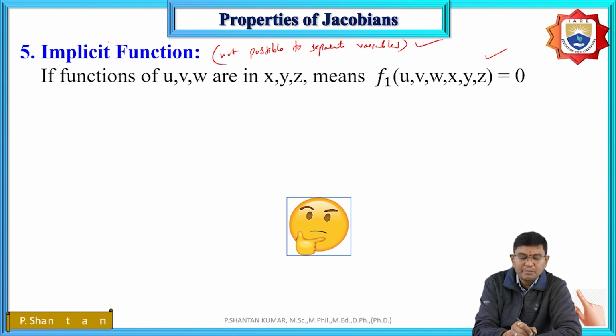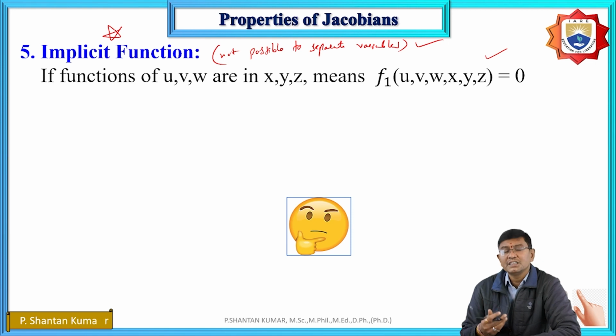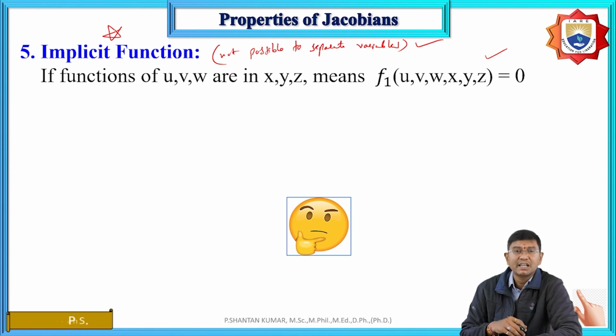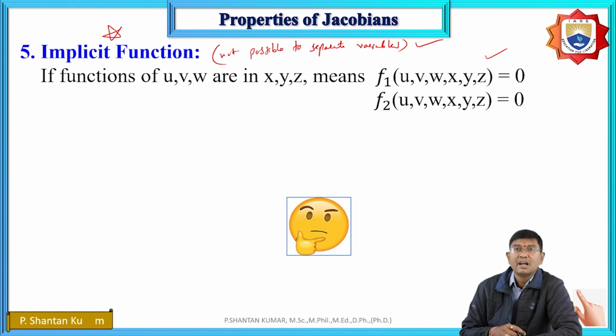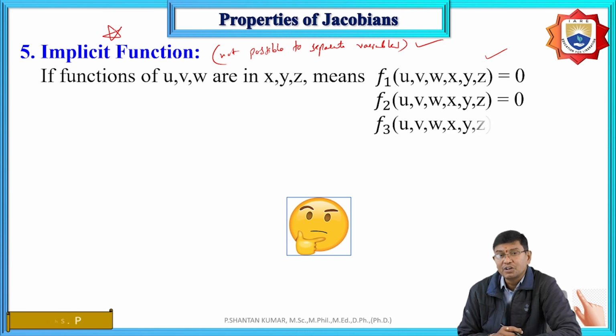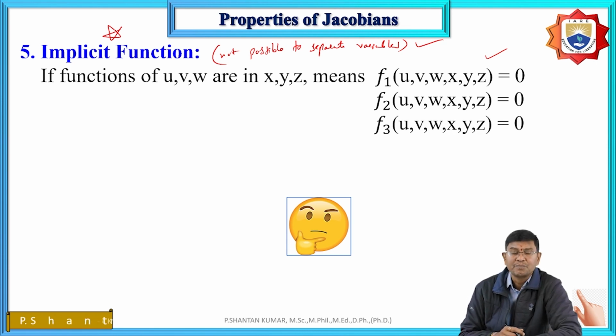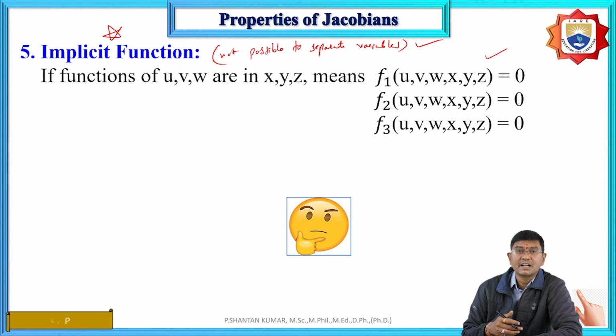This is important to understand. Whenever the function is not possible to separate the variables, at that time we need to follow the implicit formula. At that time, the given equation is treated like this: f1 is a function of (u, v, w, x, y, z) is equal to 0. And similarly, the other function is also considered, the equation f2 of (u, v, w, x, y, z) is equal to 0, and the third one is f3 of (u, v, w, x, y, z) is equal to 0.